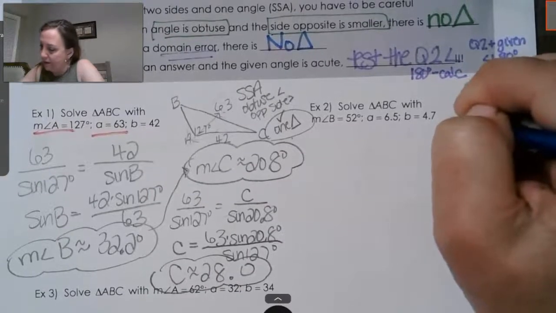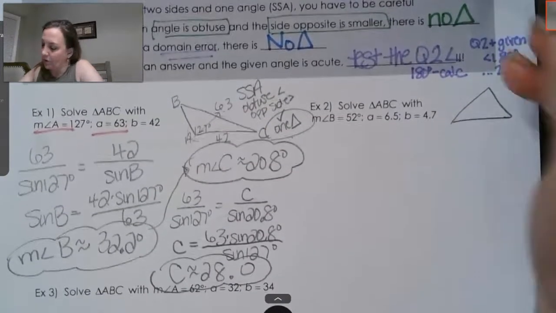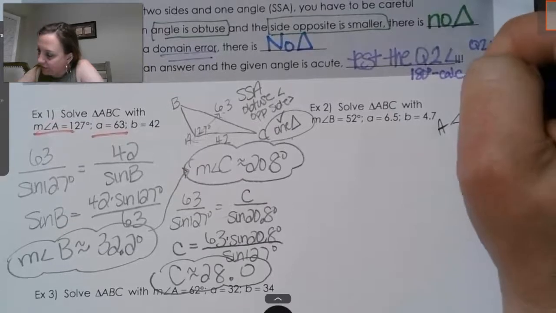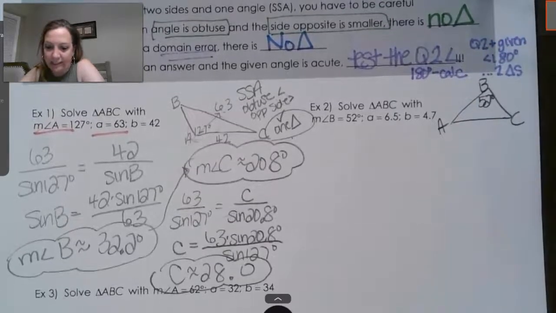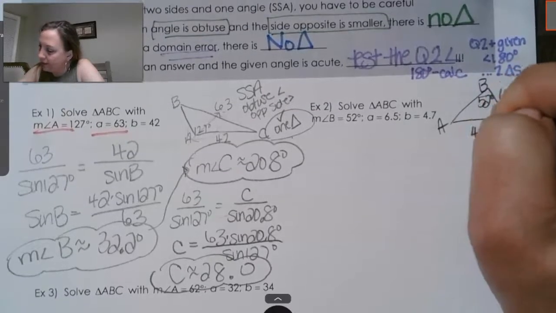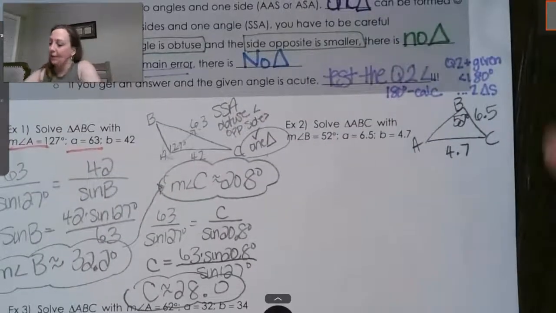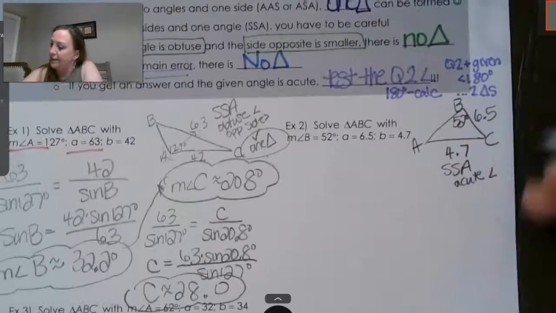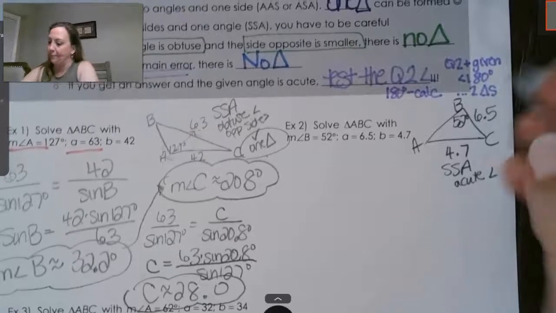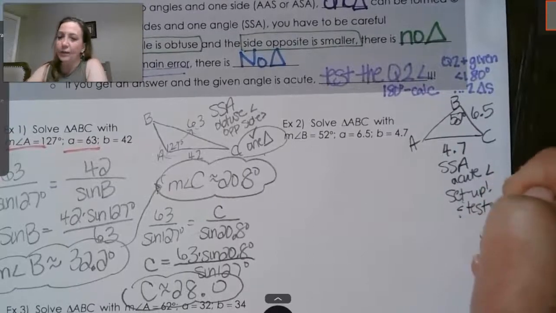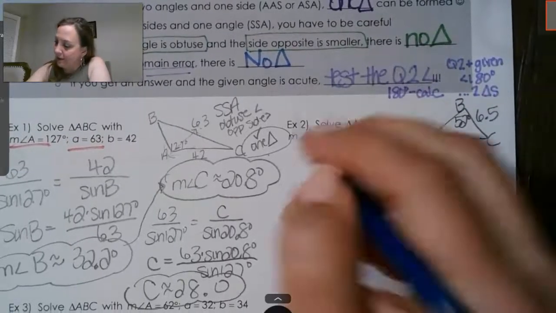Let's try the same thing in example 2. This time we have triangle ABC where B is 52 degrees and across from A is 6.5 and across from B is 4.7. Okay, so we have an acute case. So this is an SSA acute case. So we have to basically set it up. And then there could be 0, 1, or 2 triangles. So let's set that up.